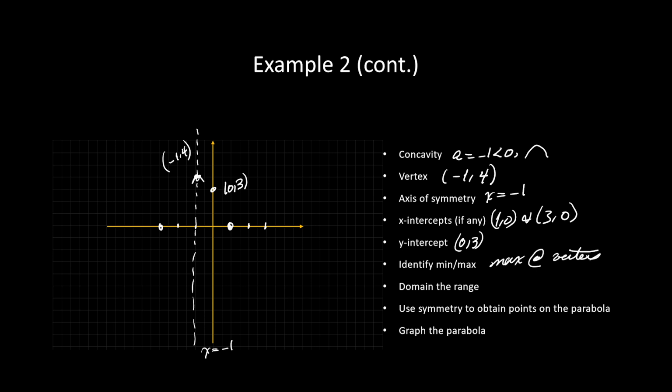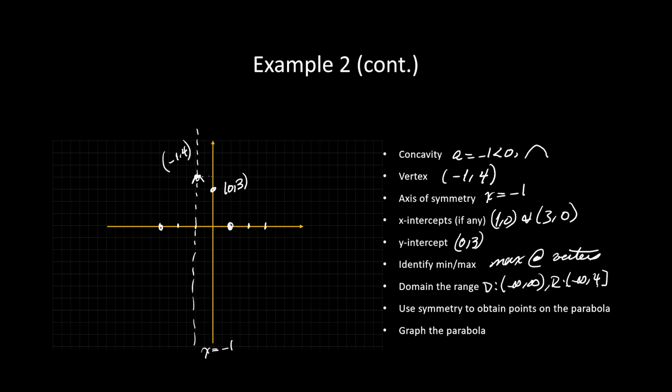Domain and range. The domain, again, is still the same because we're still dealing with a parabola and we're still dealing with a polynomial. But now the range will start at negative infinity and go all the way up to k. K is 4, with a square bracket.